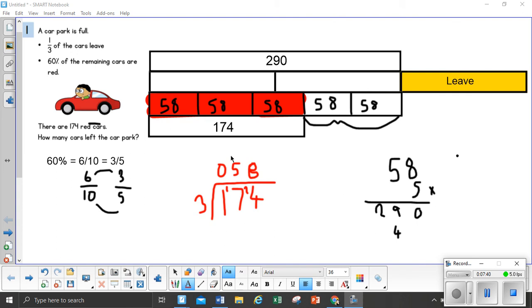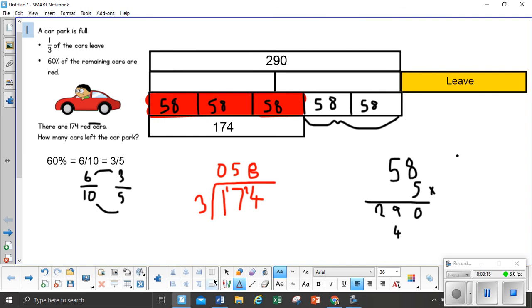But the question was just asking us how many cars were left in the car park besides the red cars. No, it's not. It's asking how many cars left the car park. Sorry. So how many did leave? If we know that this section here is worth 290, we can split that in 2. Because we've got these 2 parts here, we know that that's worth 2/3, and we need to find our remaining third. So 290 divided by 2, 90 divided by 2 is 45, 200 divided by 2 is 100, so it's 145.